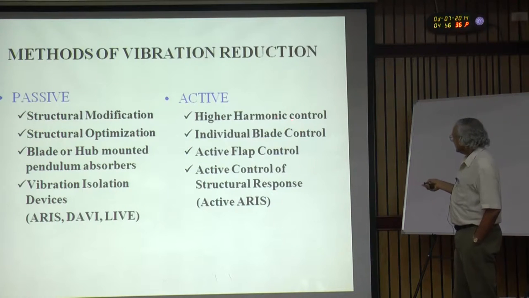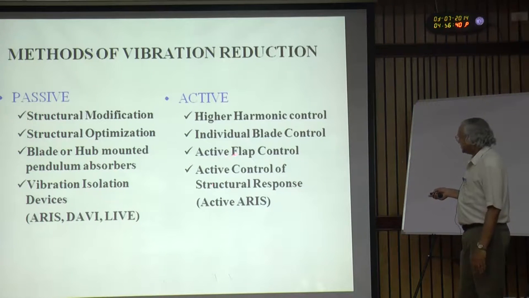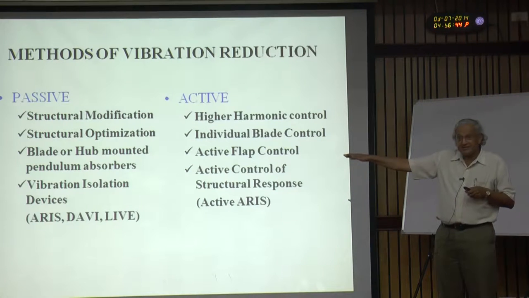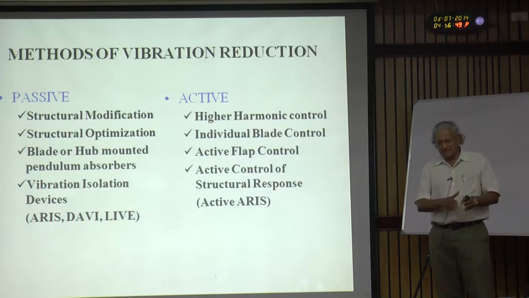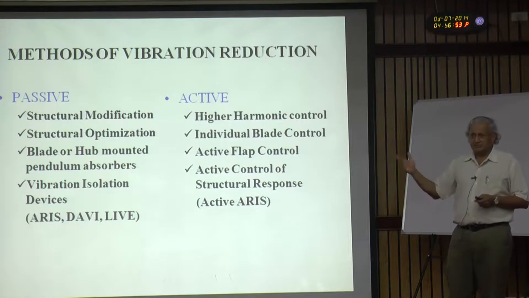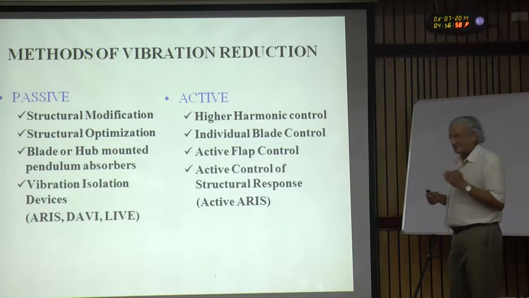So they say higher harmonic control, individual blade control, these are terminologies. Active flap means you put a flap on the blade itself, start oscillating it and try to reduce vibration. That research has been going on from academics to industry, maybe for the last 20 years. And still people are working on that, because aerodynamic load prediction is still the challenge.